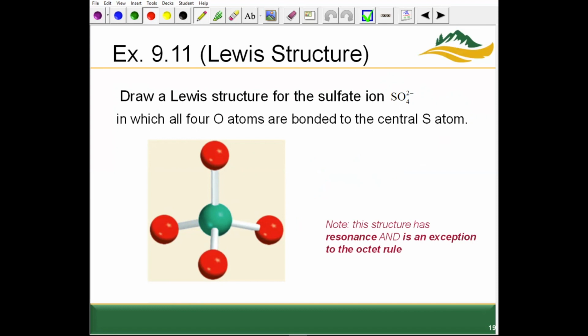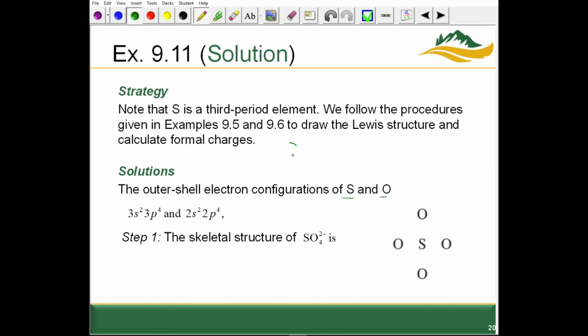Let's try drawing just one more together. So here, SO4 2-. Do you remember the name of this from earlier in the semester? This is a sulfate ion. We're told in the description that all 4 oxygen atoms are bonded to the central sulfur atom. I also wanted to go through this one because this one has resonance and it's an exception to the octet rule.